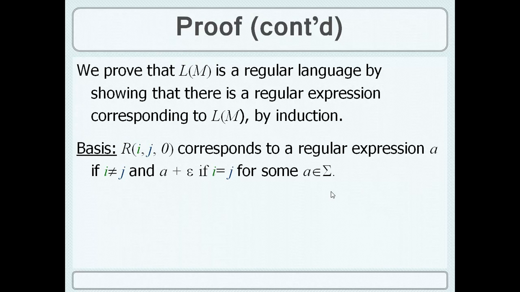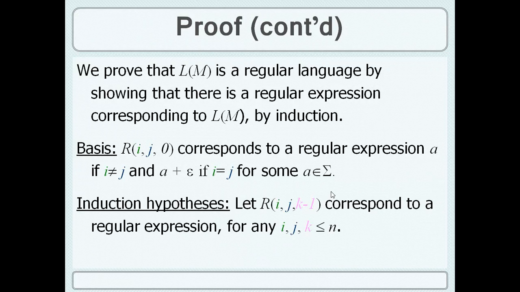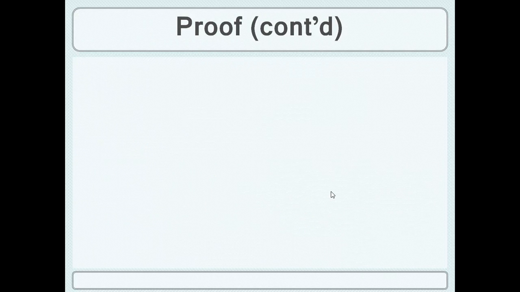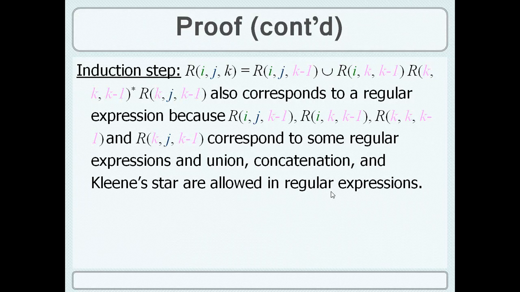So we proved that LM is a regular language by showing that there is a regular expression corresponding to LM by induction. So we will have a basis that Rij0 corresponds to a regular expression: if i is not equal to j, A, and A plus epsilon if i is equal to j, for some A in sigma. So for the induction hypothesis, R of ijk minus 1 corresponds to an expression for any ijk less than or equal to n. So we have the induction steps as usual.